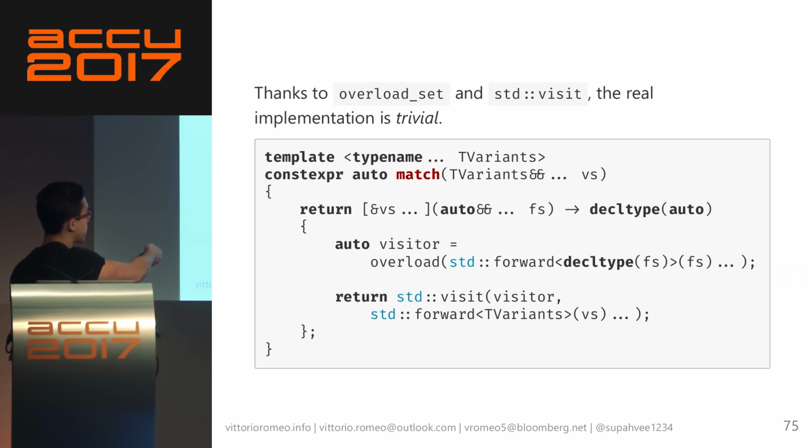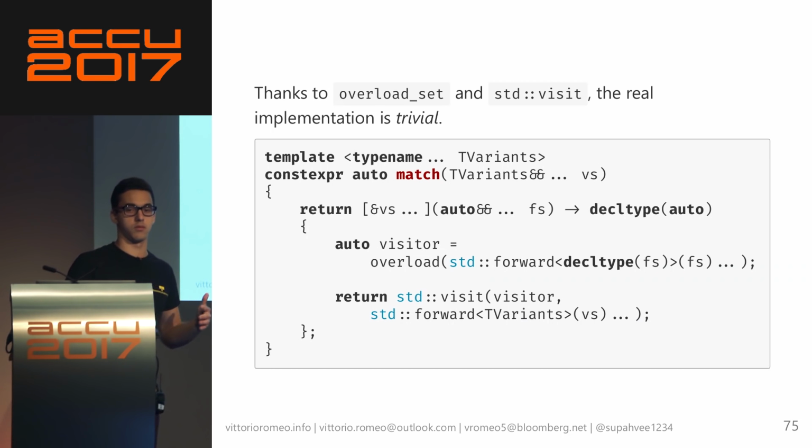Inside the lambda, we can build our visitor by overloading the function objects by perfect forwarding them inside the overload function call. And since we don't have the types here, since this is auto, we can simply use decltype here. And once we have that, we can call std::visit on the newly created visitor. And we also want to pass the variants we've captured by forwarding them inside the std::visit call. So this is all you need to implement match.